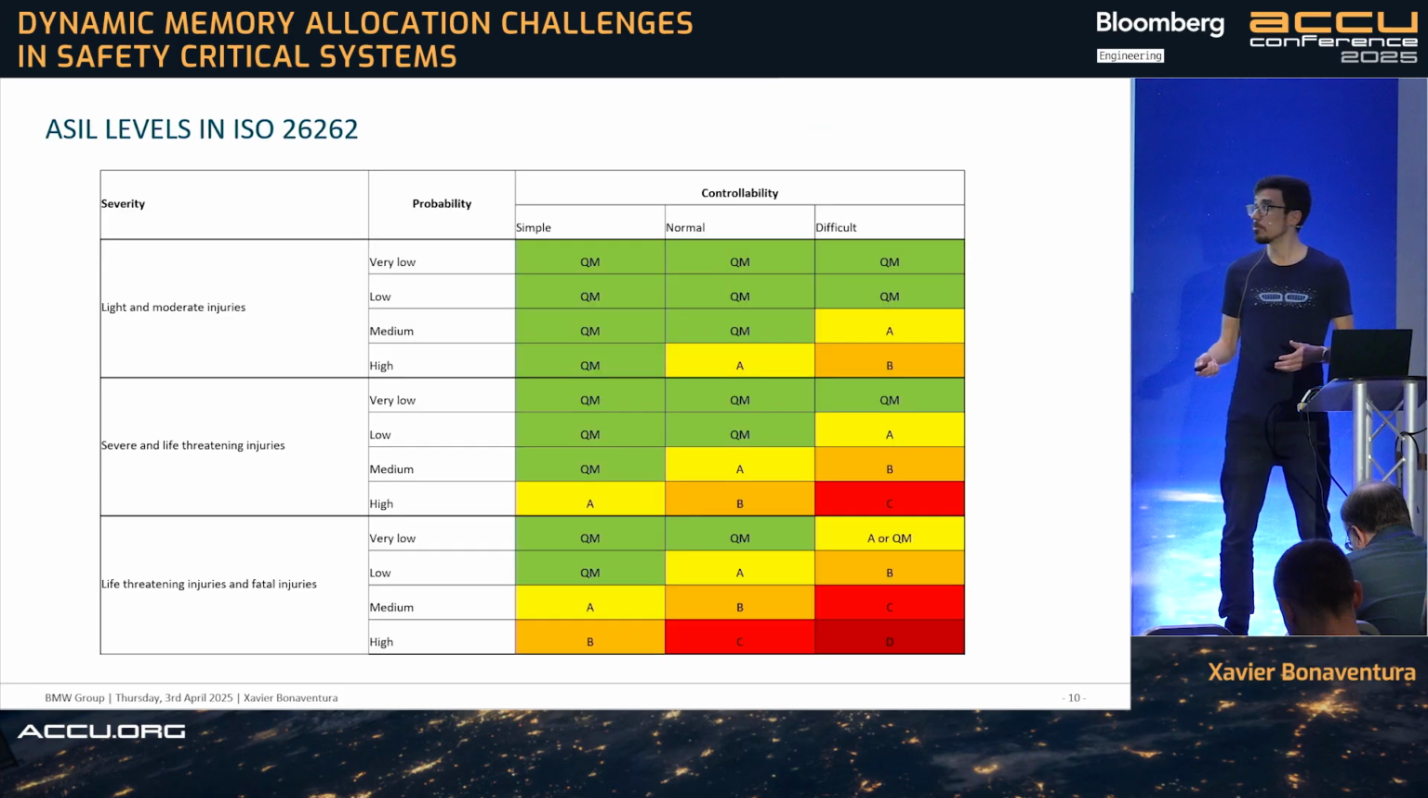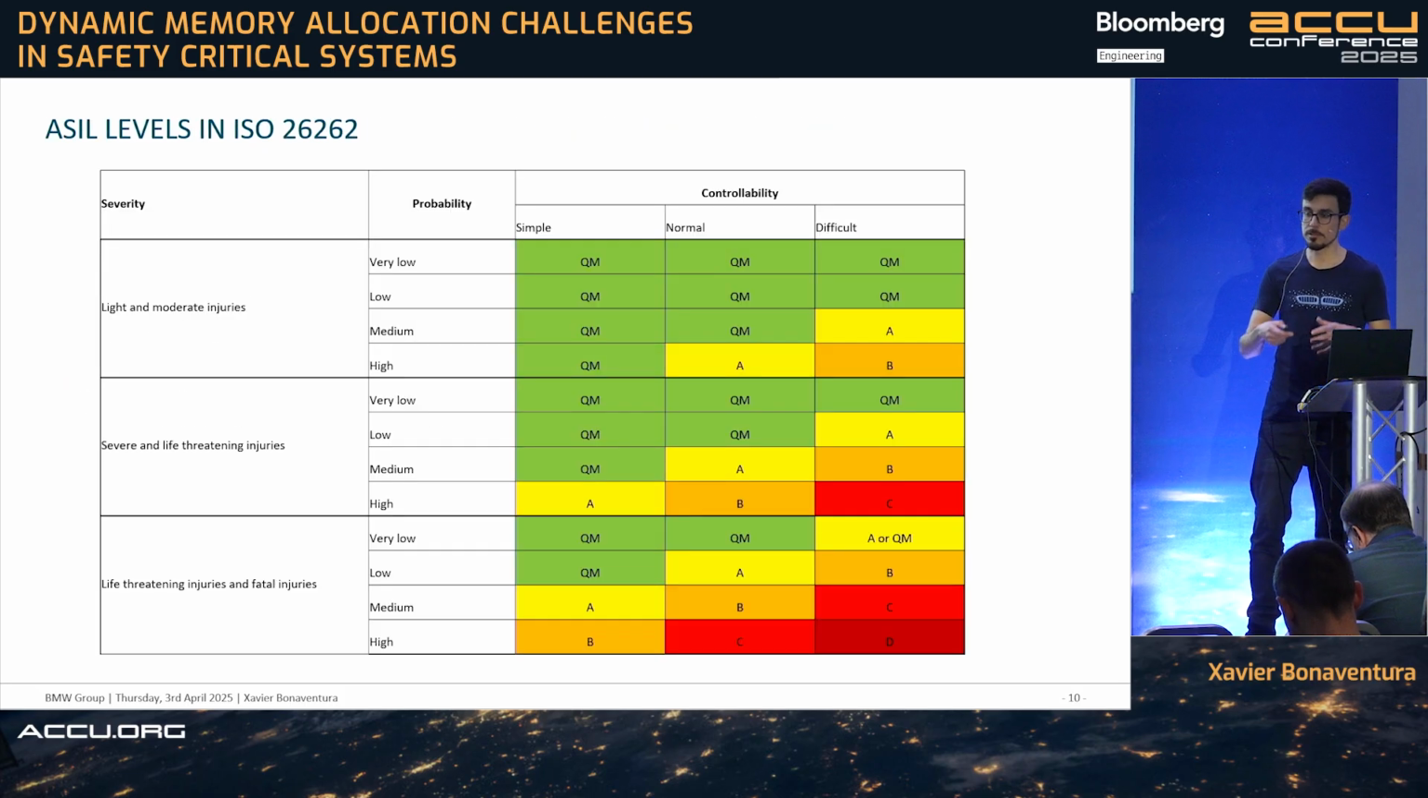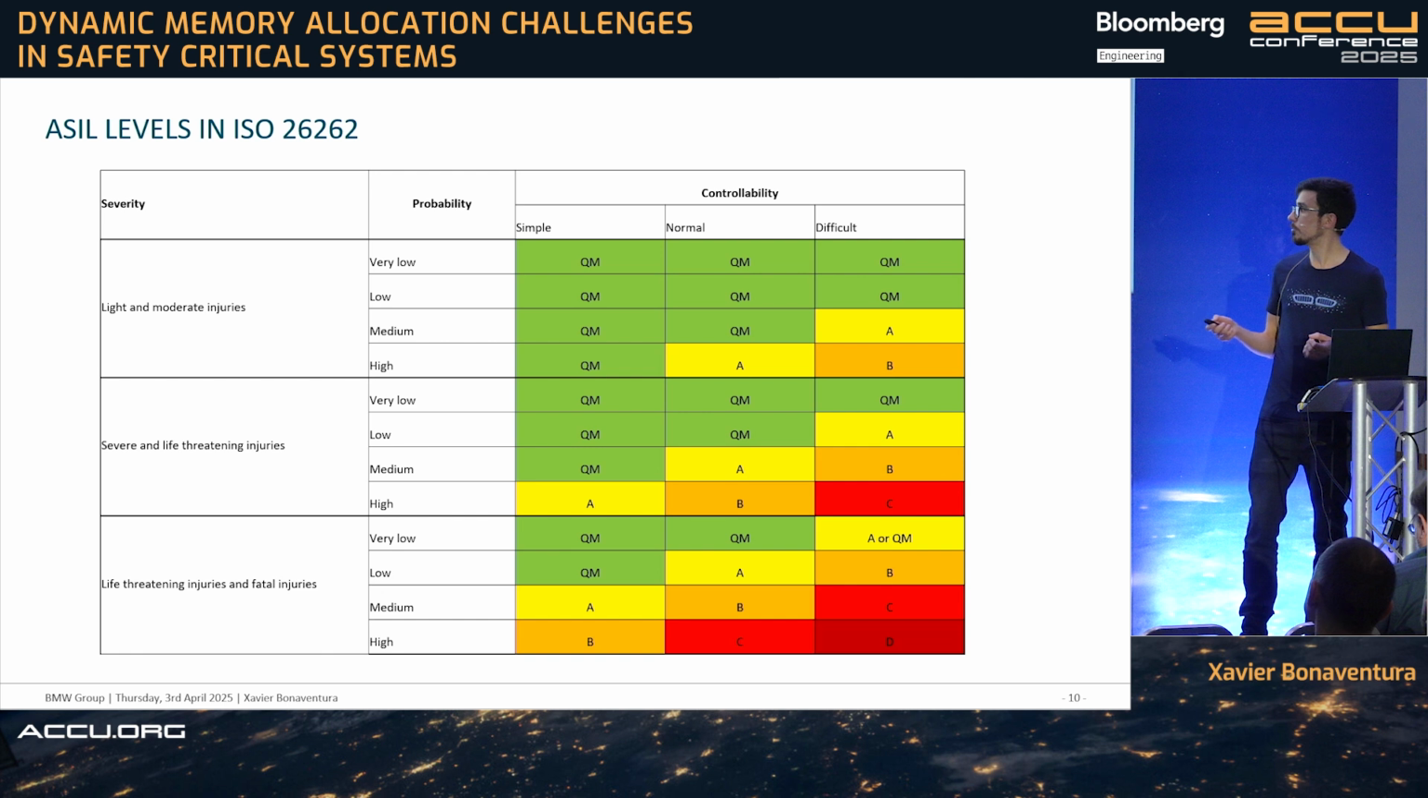Based on that, we have a table in the ISO that tells you how critical the system is. The important part here is the letter D. This is the most critical level: the exposure is really high, the severity is high, and it's hard to control. And the lowest is QM.